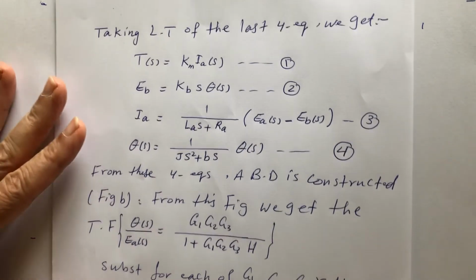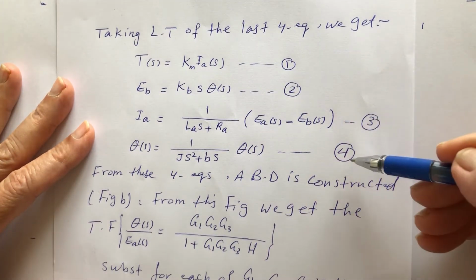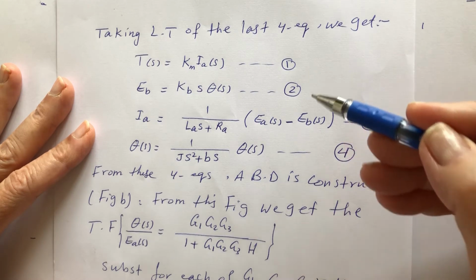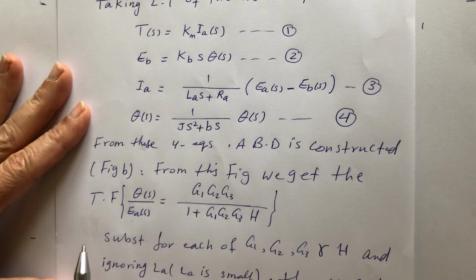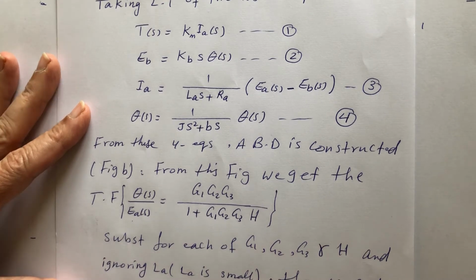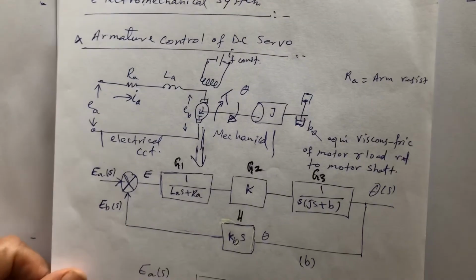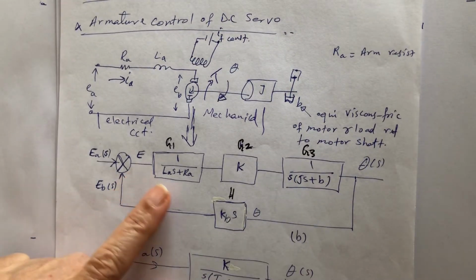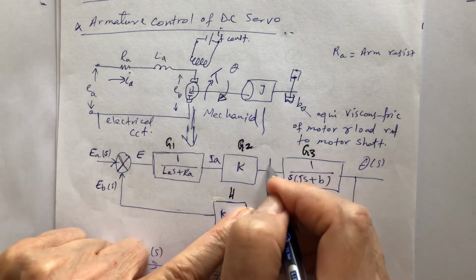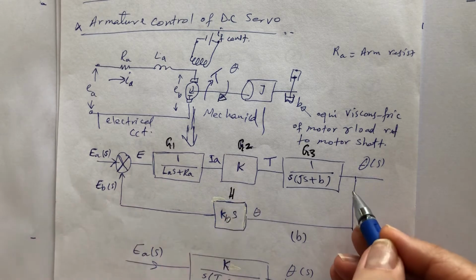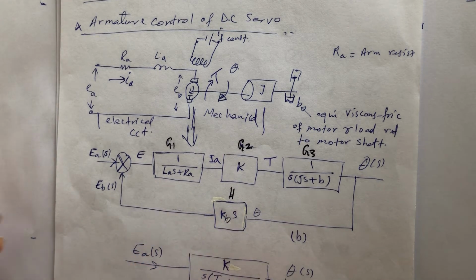Of course, as a student, you have four algebraic equations that you can solve. We want to find the transfer function theta of S over EA of S. The best way I find is to put it in the block diagram I was talking to you about. Now listen: after this I found IA times K equals torque, then after this it will be theta, and this is EB, which we are talking about.